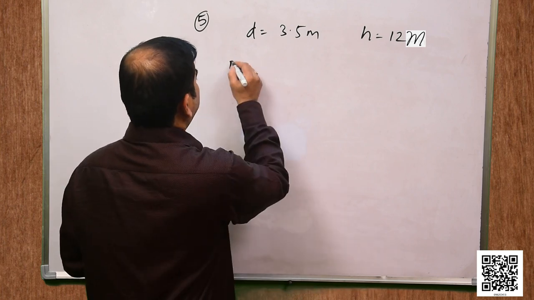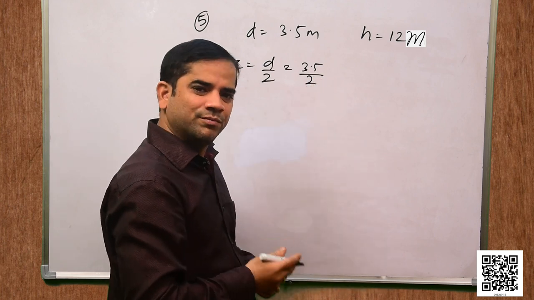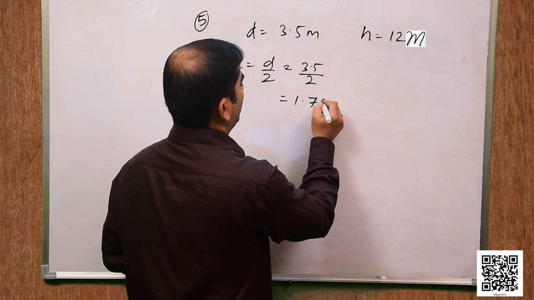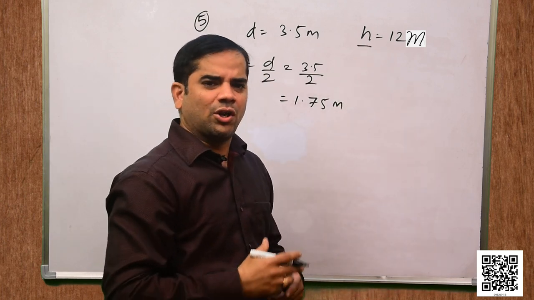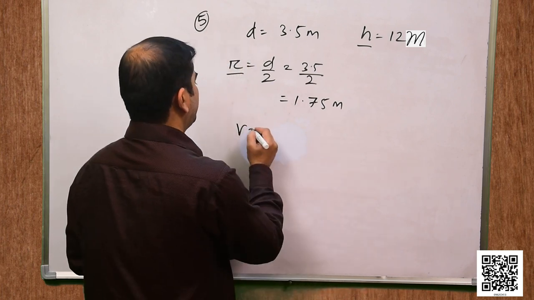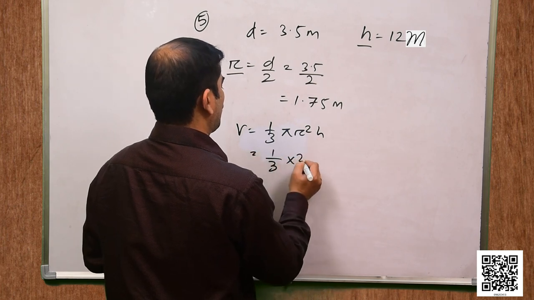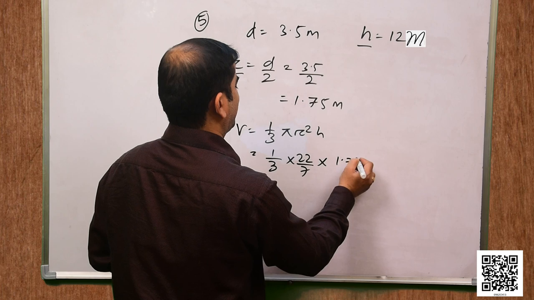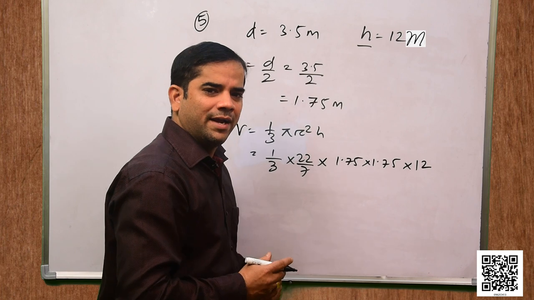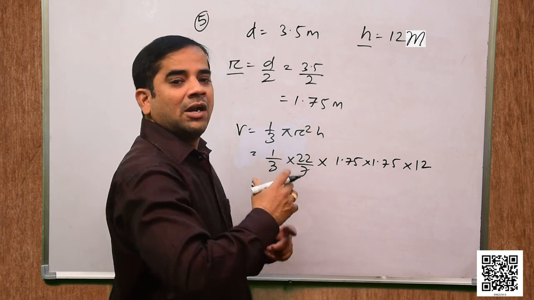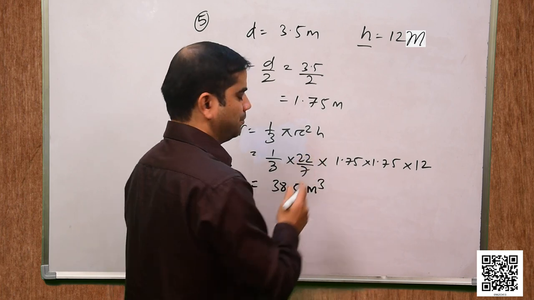Fine. What is the radius? That is d by 2 or 3.5 by 2. So it becomes 1.75 meter. So now we have radius and height. So let us find the volume. Volume is equal to 1 by 3 pi r square h, that is 1 by 3 into 22 by 7 into 1.75 into 1.75 into 12. So when we calculate, it gives us a value, that is 38.5 meter cube.